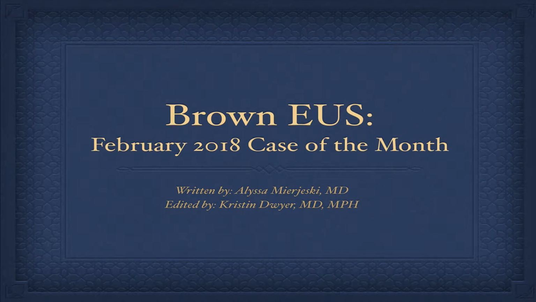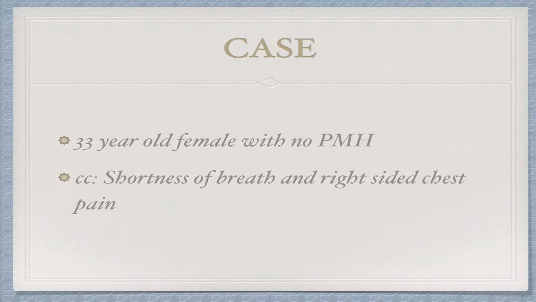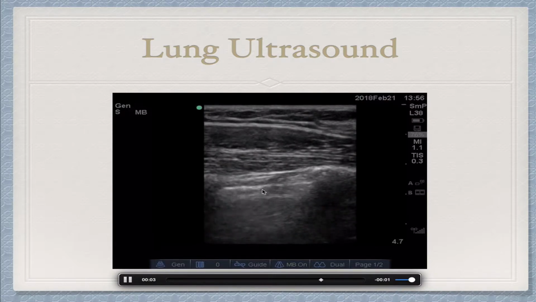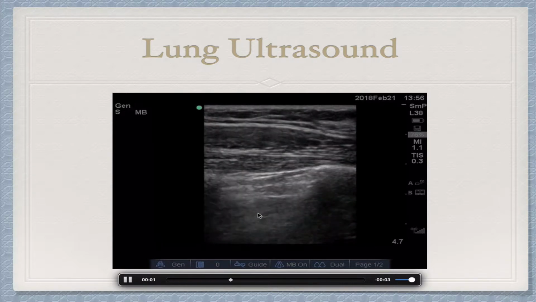This is the Brown Emergency Ultrasound February case of the month. A patient who is 33 years old comes in to the ER. She's got no past medical history, and her chief complaint is of shortness of breath and right-sided chest pain. A lung ultrasound was performed at the bedside, which demonstrated what we call lung point sign. Lung point sign is something that you see in a collapsed lung or a pneumothorax.